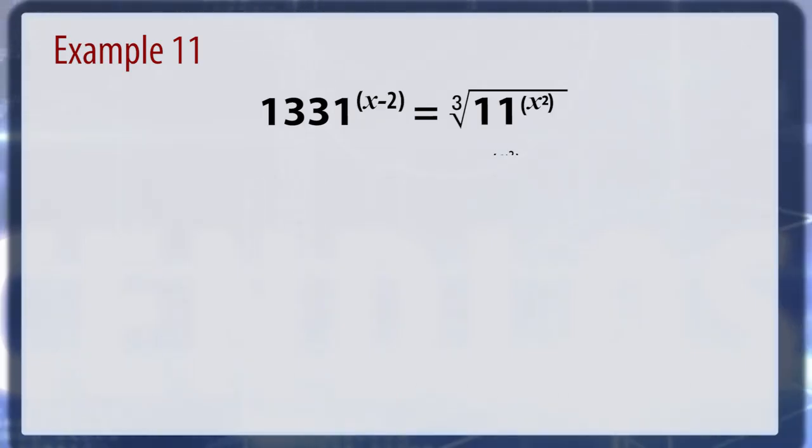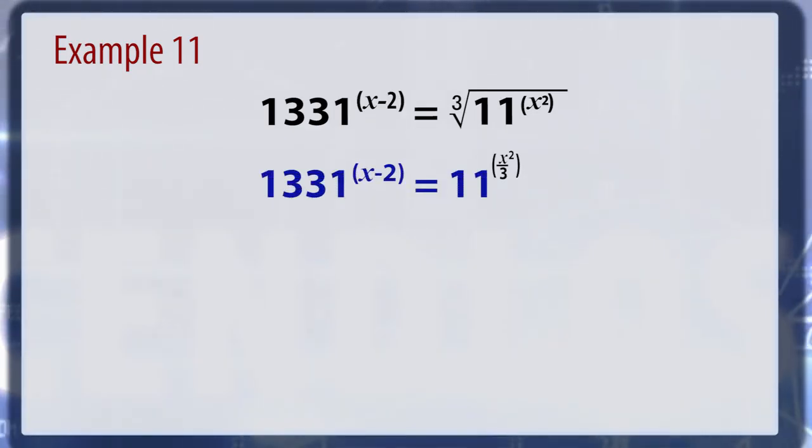So the first thing we are going to do is to change the bases to be the same. The number 1331 can be written as a multiple of 11. So we are going to change it to become a multiple of 11. And then we can write the other side as well as a number with a fractional index. That will make our question look a bit more friendly.